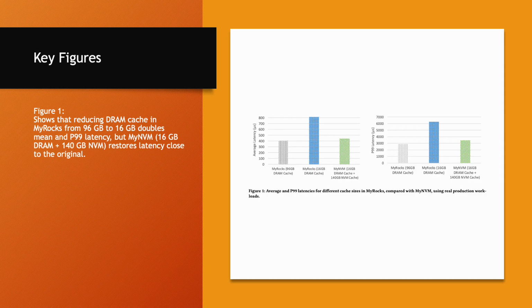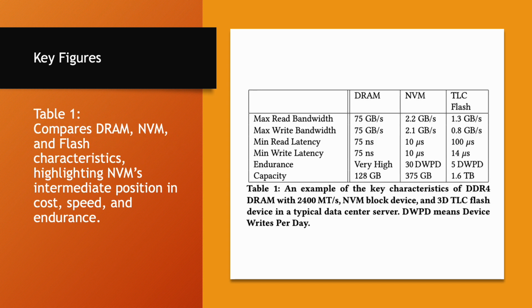Now, let's look at some of the key figures. The first is Figure 1, which shows that reducing DRAM cache in MyROX from 96 GB to 16 GB doubles mean and P99 latency, but MyNVM with 16 GB DRAM and 140 GB NVM restores latency close to the original. Table 1 compares DRAM, NVM, and flash characteristics, highlighting NVM's intermediate position in cost, speed, and endurance.